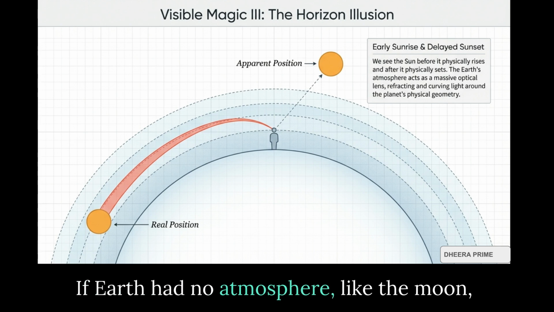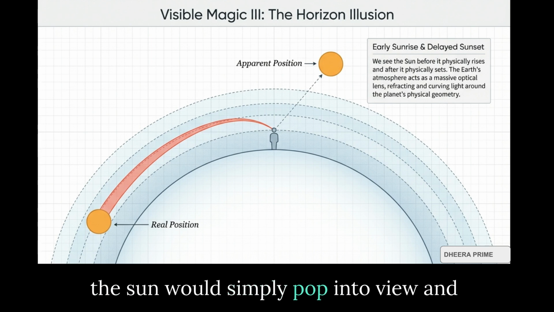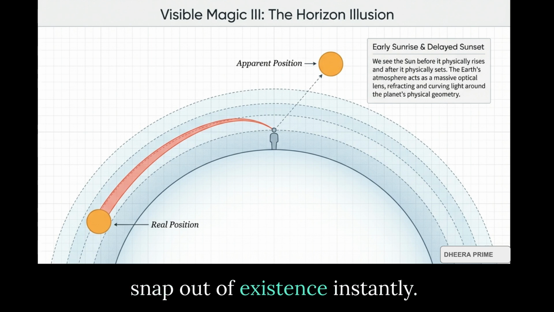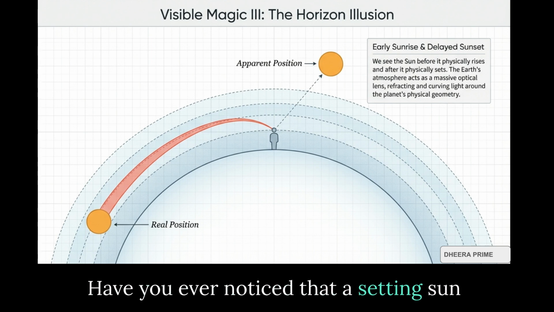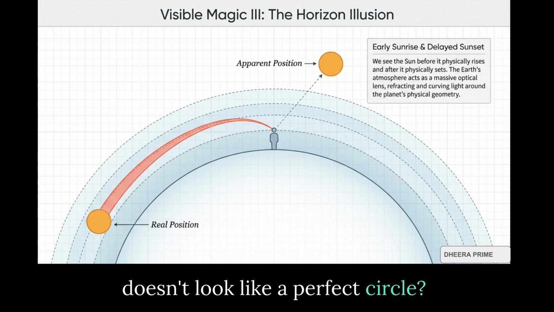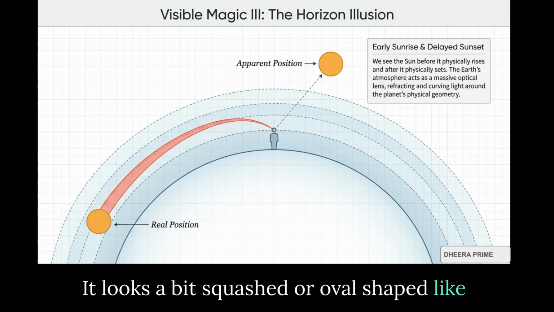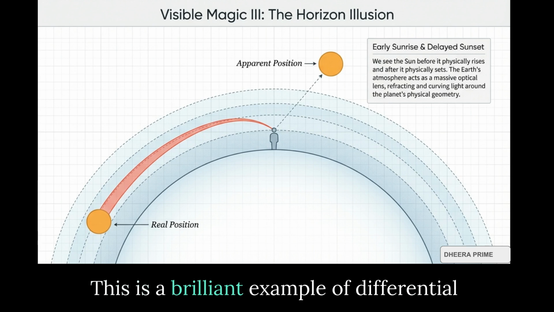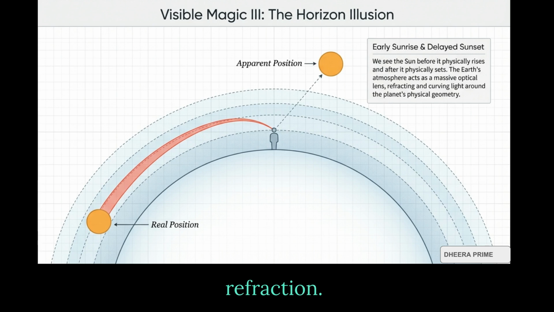If Earth had no atmosphere, like the moon, the sun would simply pop into view and snap out of existence instantly. Have you ever noticed that a setting sun doesn't look like a perfect circle? It looks a bit squashed or oval-shaped, like someone is pressing down on it. This is a brilliant example of differential refraction. The bottom edge of the sun is closer to the horizon, meaning its light passes through slightly denser air than the top edge. Because the air at the bottom is denser, it refracts or lifts the bottom of the sun more than the top. This vertical compression makes the sun look like a flattened disk right before it disappears.